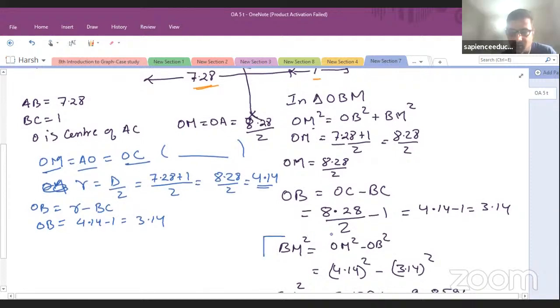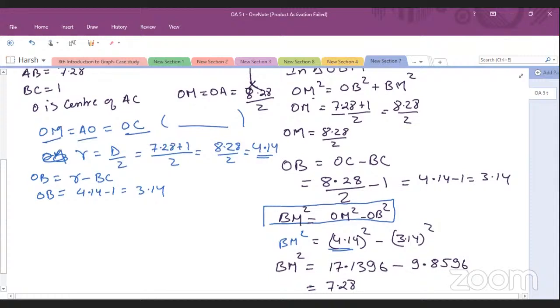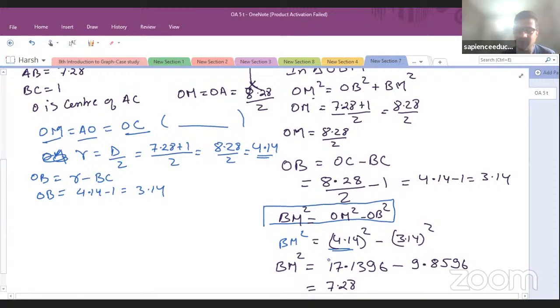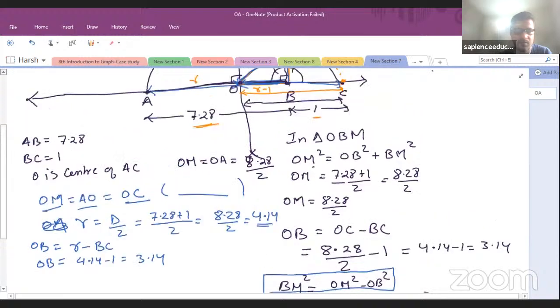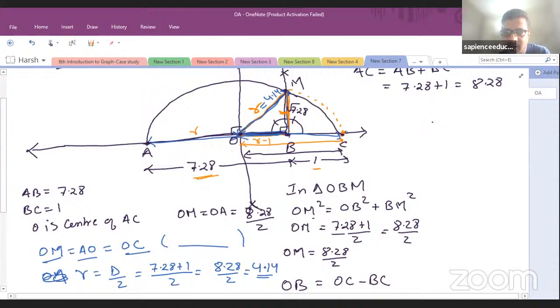So this is the Pythagoras theorem for that triangle, for finding BM. So BM is equal to 4.14 square minus 3.14 square. We got the values. Okay, sir. And for the eighth question, you just have to add 1. After finding under root 9.5, let's suppose in this question only, if they have asked you, you have plotted here, from here 1 unit more, and that will be the point which is equal to under root 7.28 plus 1. Got it?